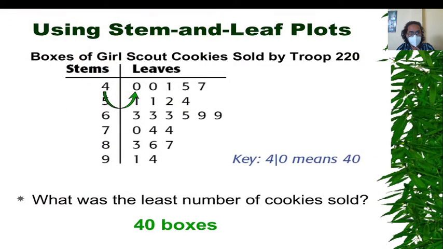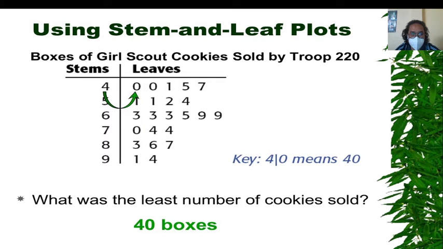Now, let's try another example. Here, na-construct na natin yung stem and leaf plot. We have the boxes of Girl Scout cookies sold by Troop 220. We have the data. And the key is 4 and 0 means 40. Here, what was the least number of cookies sold? Is 40.